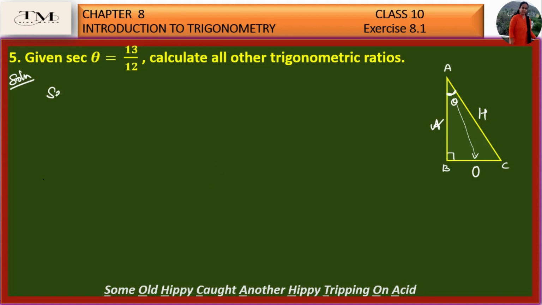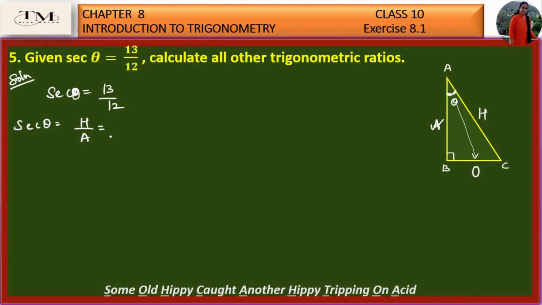What is given? Secant theta equal to 13 by 12. So who is the inverse of secant theta? Cos. Cos is the inverse of secant theta. What is cos theta? A by H. So secant theta will be H by A. Okay, children? So secant theta is nothing but H by A.